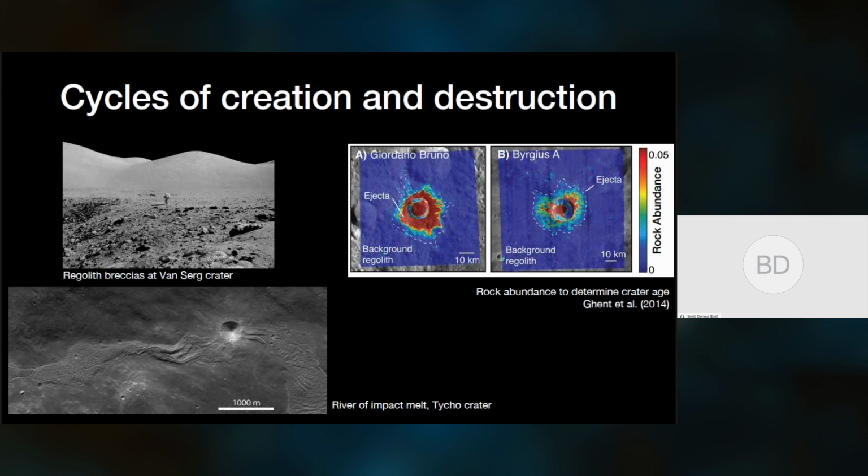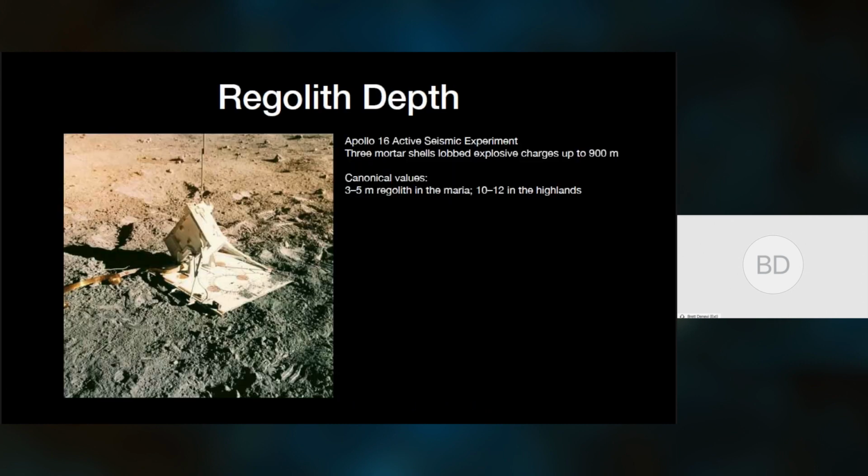And entirely new rock, such as the frozen river of impact melt that you can see in the lower left outside of Tycho crater. This cycle of creation and destruction continues, with these new rocks being broken down into new regolith in a way that's predictable, so that the abundance of rocks at a crater can be used to estimate its age. Next slide, please.